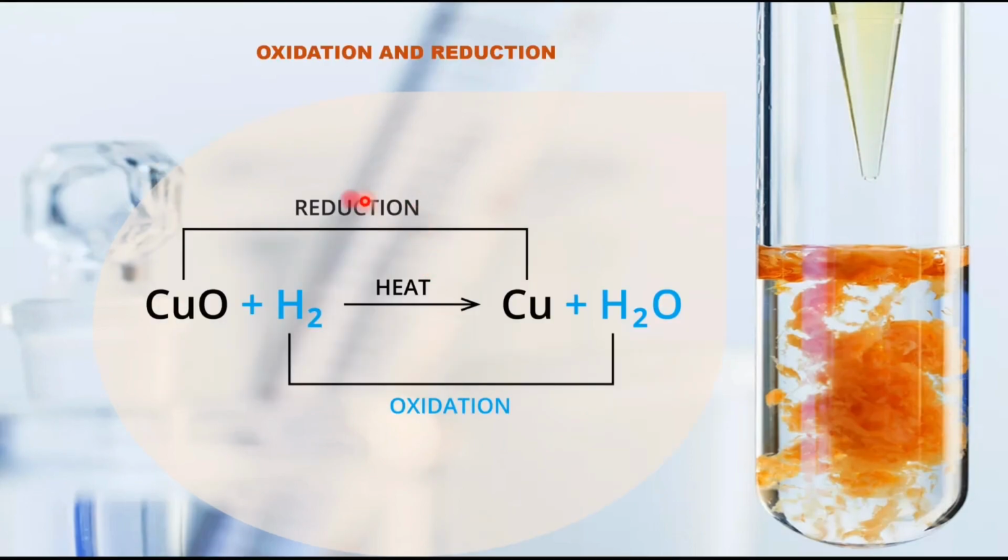Dear student, in this example we can easily understand both the chemical phenomena, reduction and oxidation. Here copper oxide reacts with hydrogen and the copper oxide loses its oxygen. This is what is known as reduction. And hydrogen gains oxygen, gets oxidized, and this is what is known as oxidation. This is how we can easily identify both reduction and oxidation in a chemical reaction.